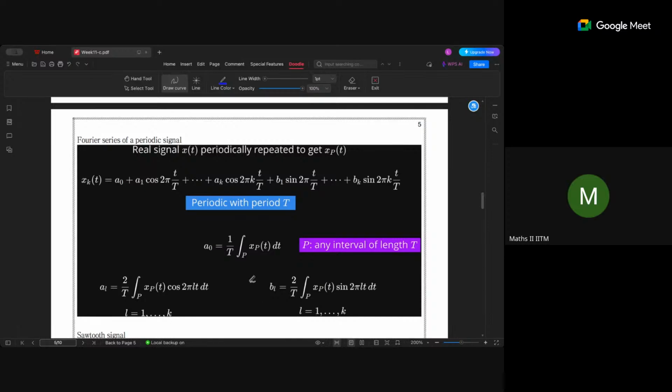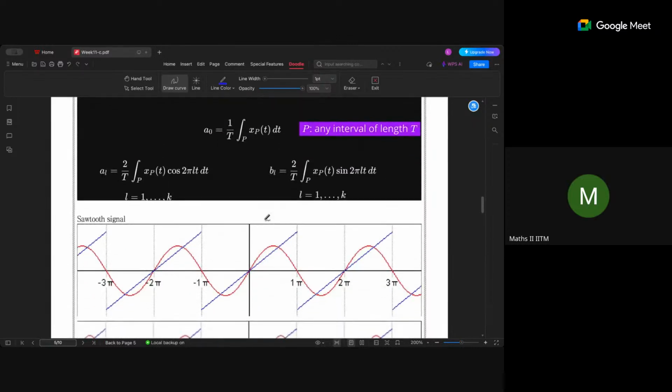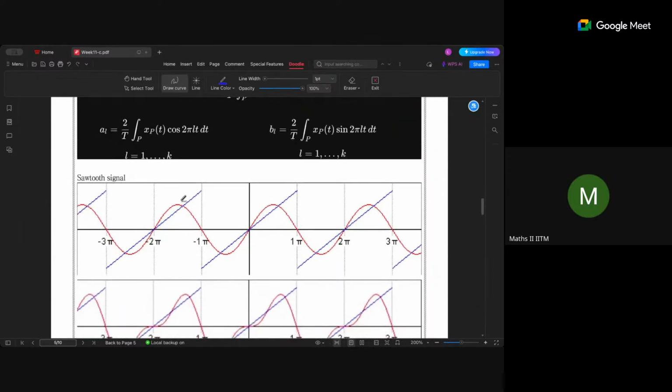What is the Fourier series for 0 to 1, 0 to T, minus T by 2 to T by 2, and then we periodically extended the function first of all, and then we saw what is the Fourier series for this periodic signal as well. Okay, fine. So here is an example of the periodic function.